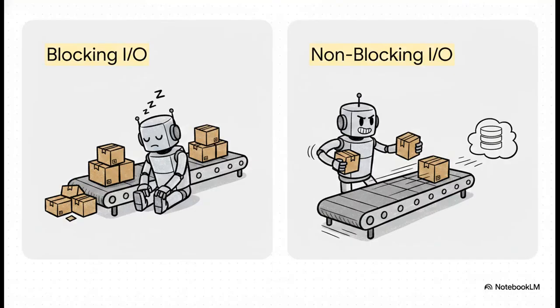This slide really lays it all out. On the left, with blocking I/O, that thread is basically asleep on the job. Those are precious CPU cycles just getting thrown away. But on the right, with non-blocking I/O, the thread makes the request and is immediately free to go do something else. No wasted time, no wasted cycles.